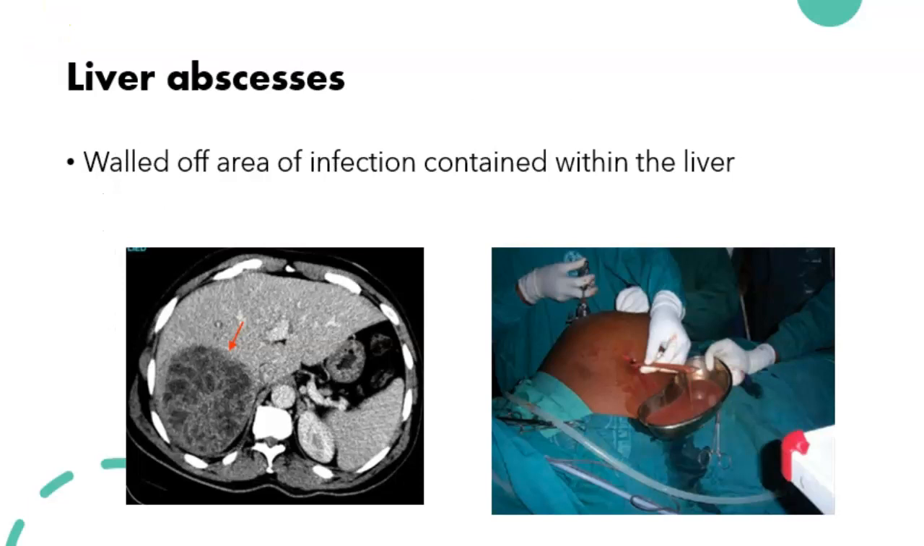Moving on to liver abscesses. This is basically a walled off area of infection contained within the liver. So it's like a big pocket of pus that is in the liver. If it's left untreated, it can be fatal. It can rupture or cause infection.